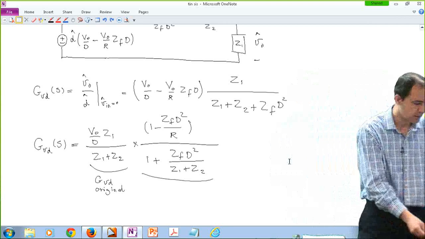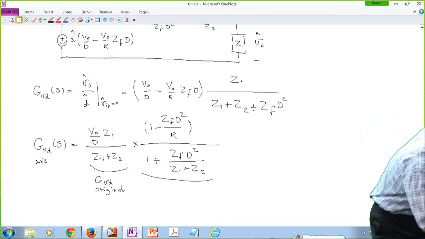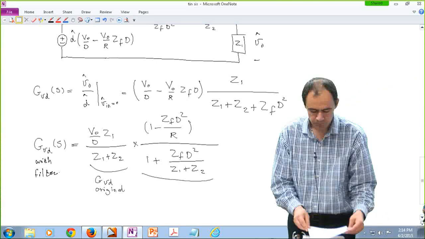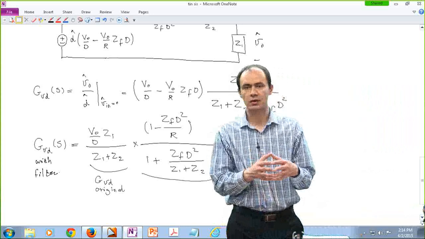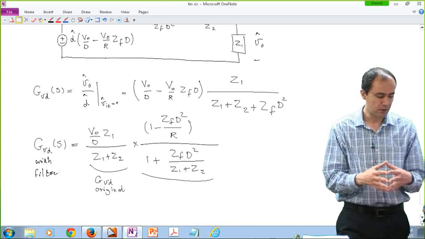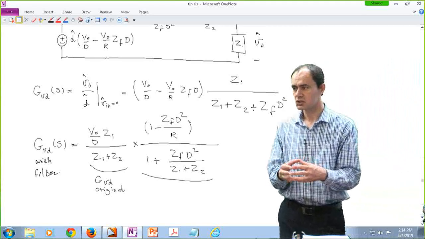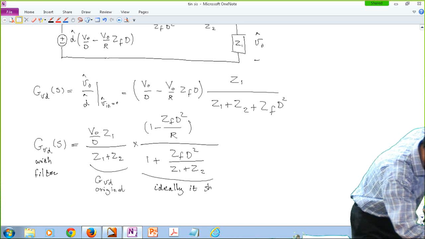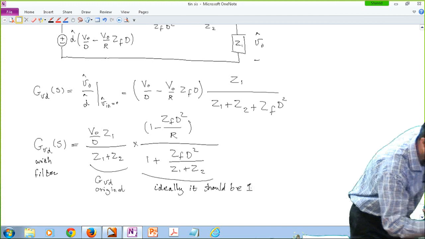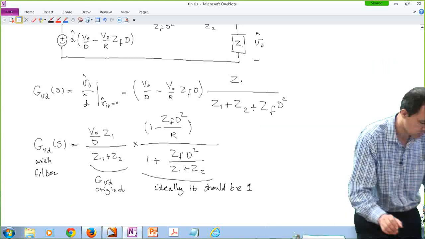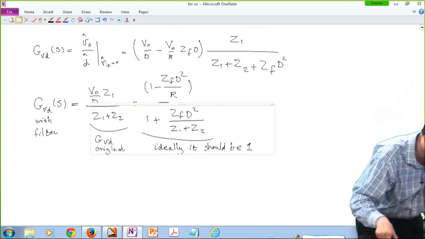Okay, so as you can see, adding the filter would be equivalent to multiplying our original control to output transfer function with extra zeros and poles. Now, if we want our filter not to have a significant influence on the system, that means this part should be almost 1. Ideally, it should be 1. Because if you multiply something by 1, it doesn't really change the nature of that transfer function. So ideally, I want this to be 1.